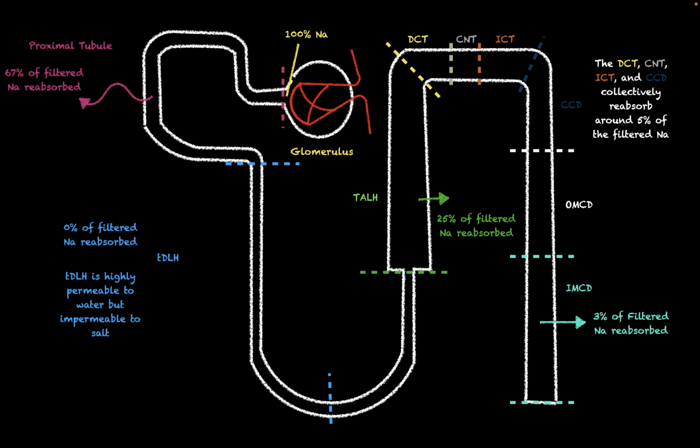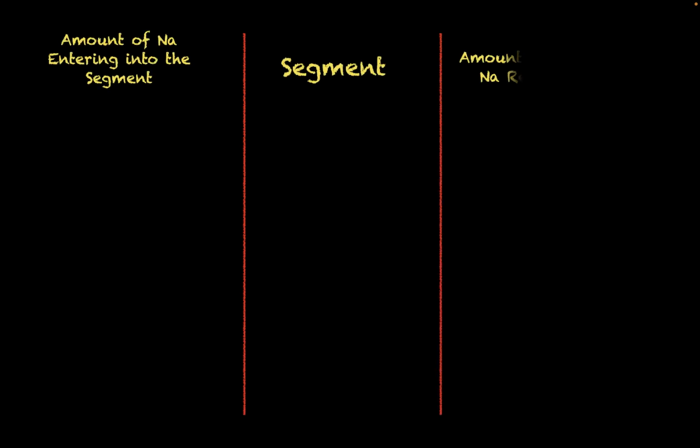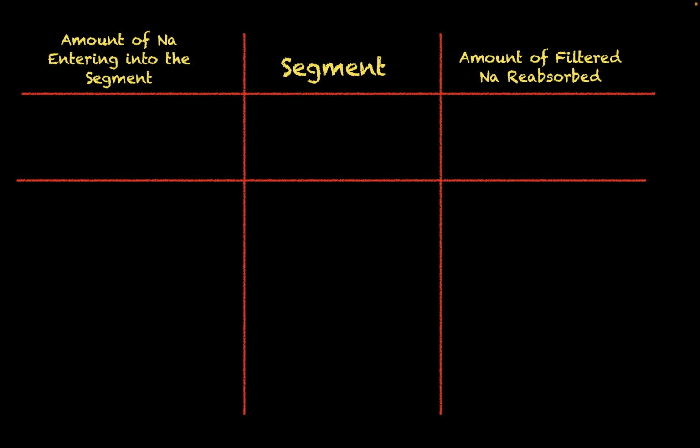So now let's summarize what we learned by showing which regions reabsorbed sodium and how much of the filtered sodium was reabsorbed by those segments. So let's draw a table with three columns. The first column is the amount of sodium entering into a particular segment. The second column tells you what the segment name is. And the third is going to tell you the amount of filtered sodium that is reabsorbed in that segment. So let's take a look.